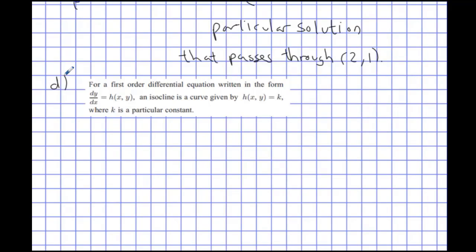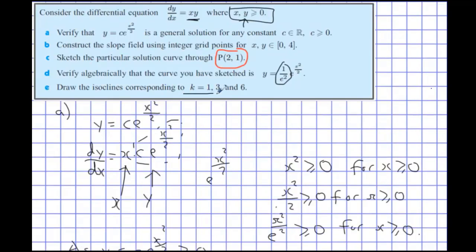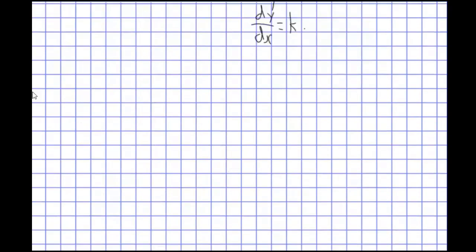Okay, so just to clear up this business with the k, for a first order differential equation, first order means you're given dy by dx, written in the form dy by dx equals h(x,y). So what that means is some function of x and y is a gradient function. An isocline is a curve given by h(x,y) equals k. Remember, h(x,y) is dy by dx. So basically, dy by dx equals k. So we need to draw isoclines for k equals 1, 3, and 6.